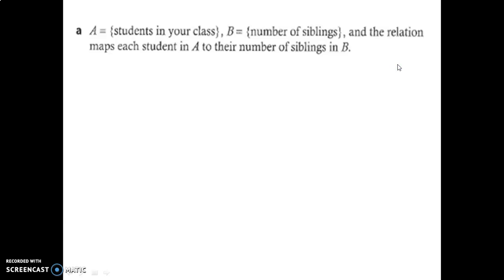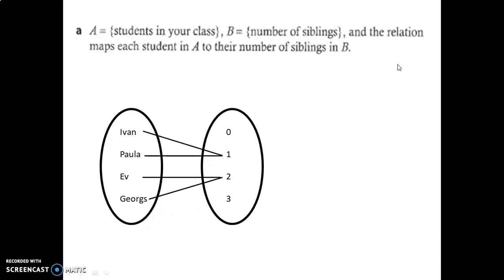Okay, in 1A, we have students in your class matched to siblings. So let's say we have these students right here, and let's say there's a possibility of having 0, 1, 2, or 3 siblings, brothers or sisters. So I have Ivan and Paula with 1 sibling, and I have Eve and George with 2. Of course, I don't know if those are the real numbers. I don't know how many siblings you have, but the point is that you can have many students with the same number of siblings. So this is definitely a many to one situation.